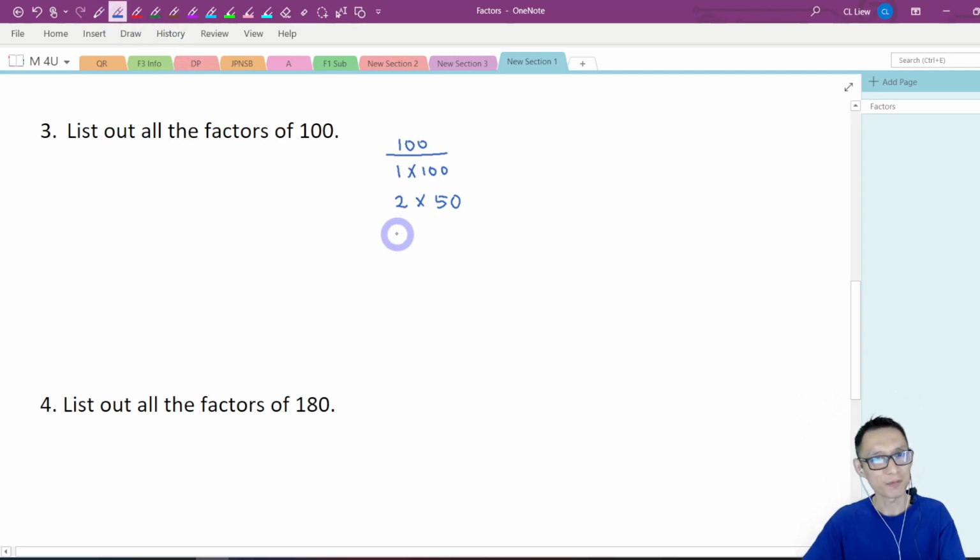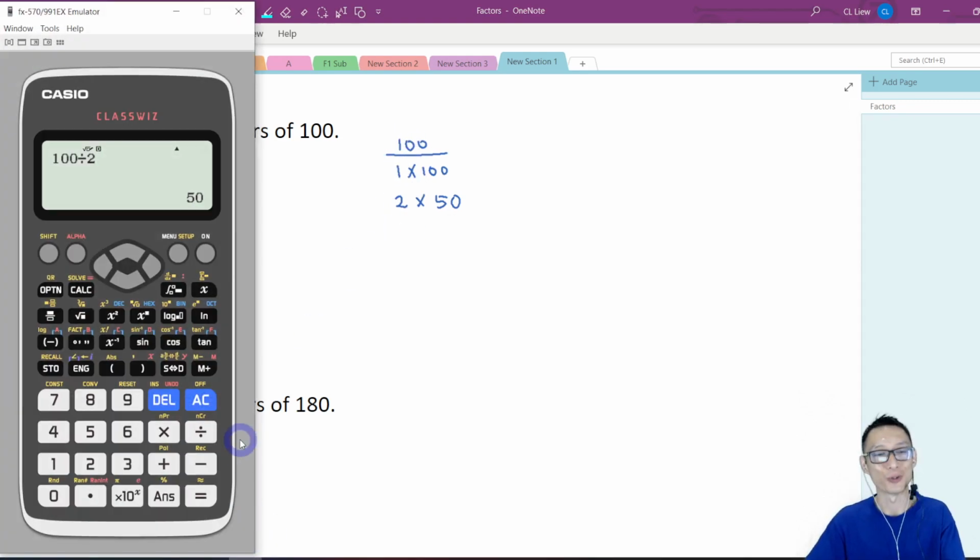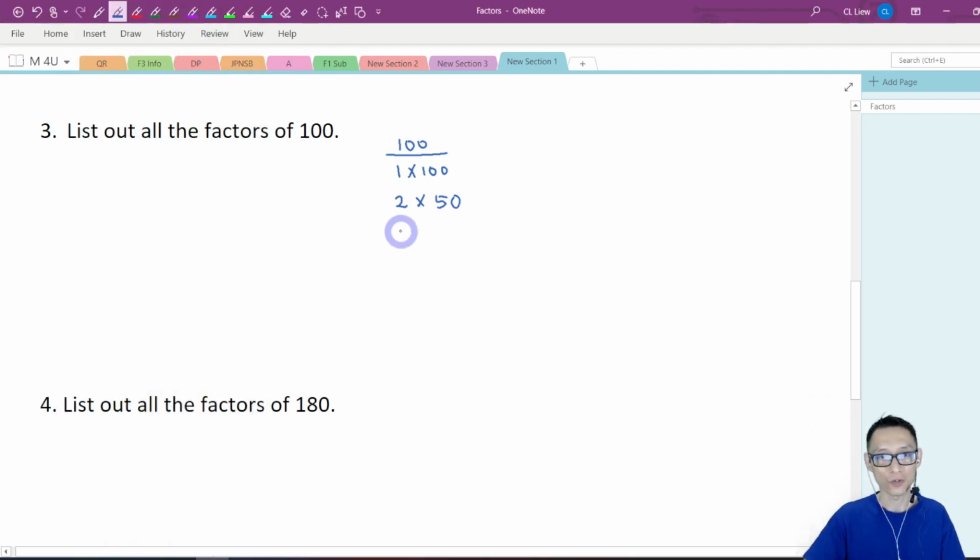3, is 3 a factor of 100? Let's test. You know that's not right. 100 divided by 3, you see, you get a fraction. Therefore, we can conclude that 3 is not a factor of 100. Okay, 4. 4 times 25, right? So 5 times 20. 6, no. 8, no. 9, no. 10.